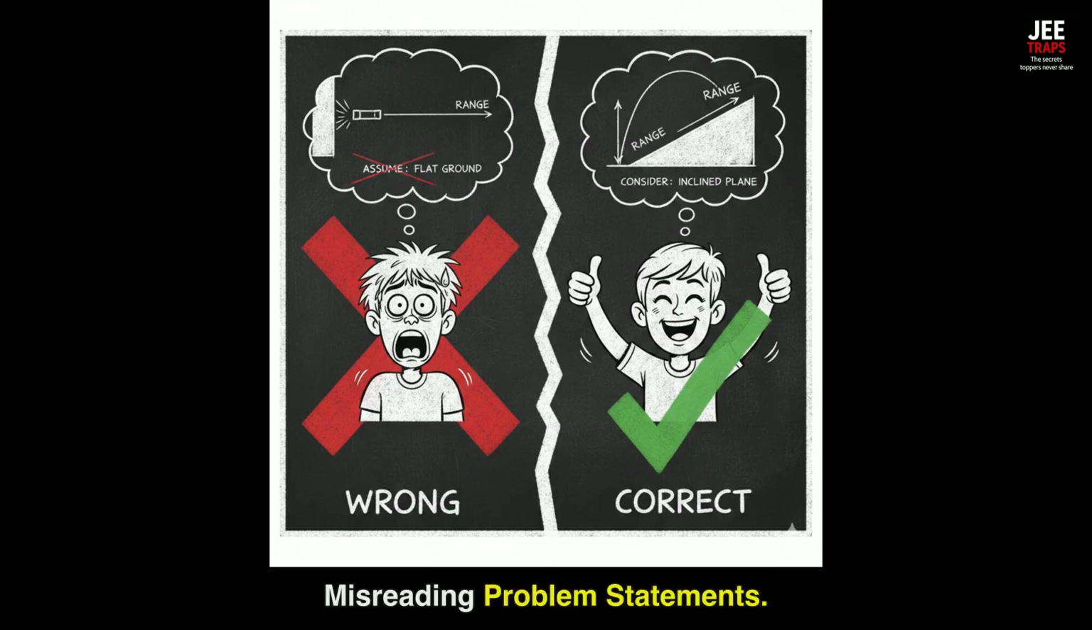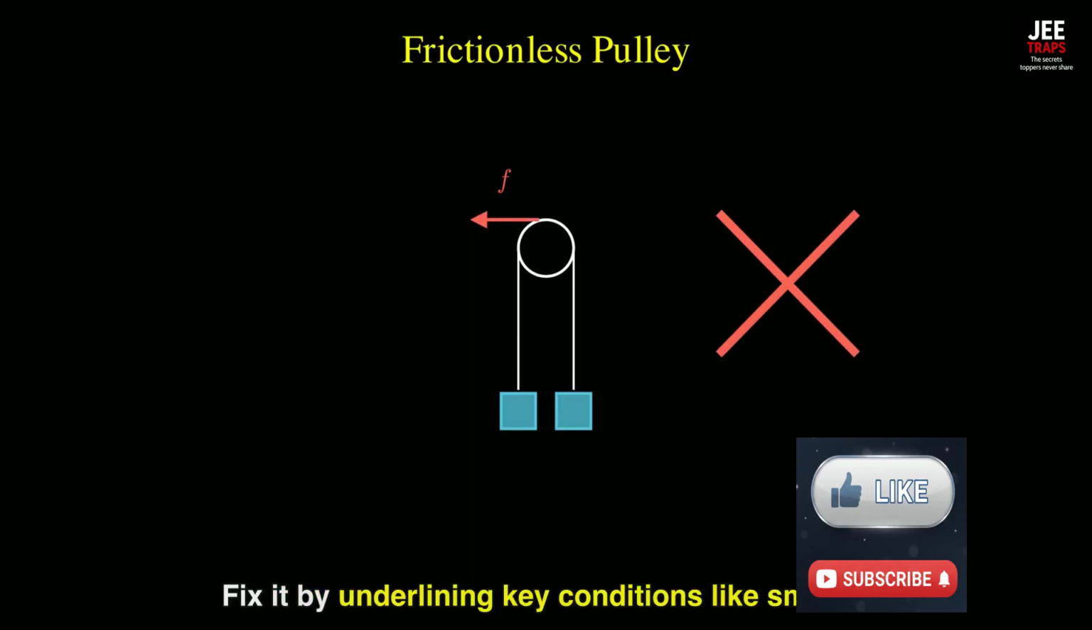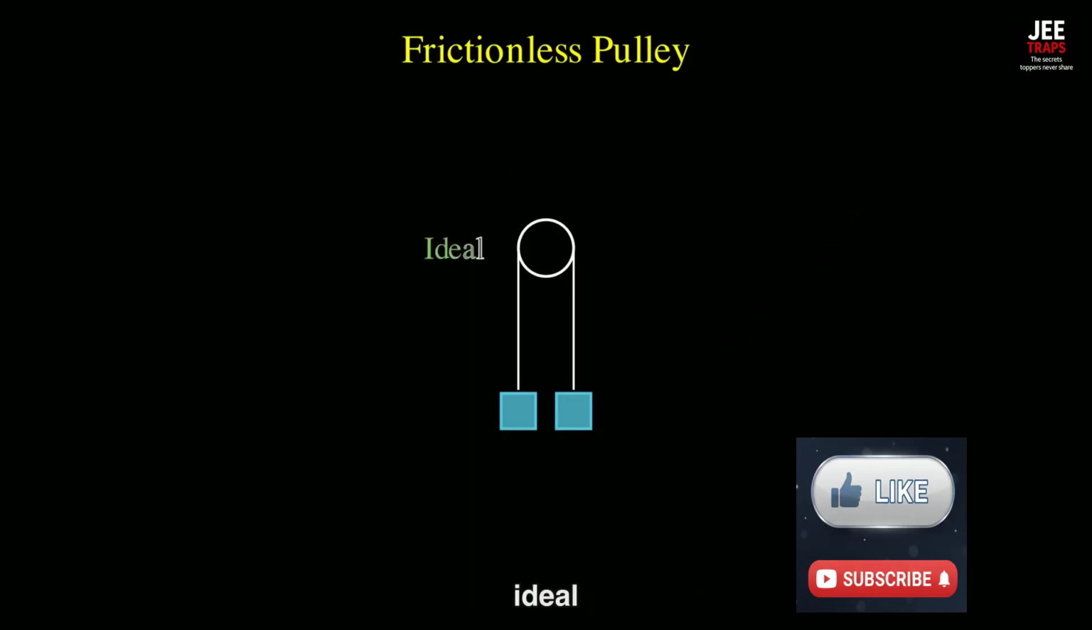Mistake 4. Misreading problem statements. If you keep missing words like ideal, smooth, or constant, the whole solution will be wrong. For example, including a friction force when the pulley is ideal leads to a wrong answer. Fix it by underlining key conditions like smooth, ideal, or constant velocity before solving.